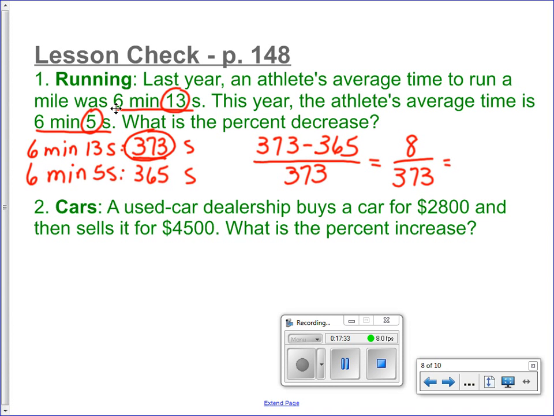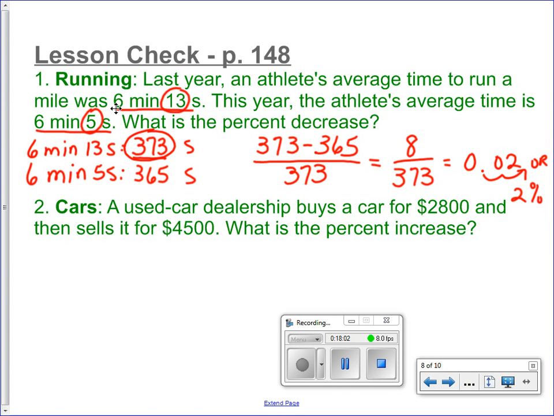Okay, so 8 divided by 373 is 0.02, and I'll just round it off at the hundredths. What is the percent of decrease? Move your decimal point over 2 places, and it would be a 2% decrease. It's a little over 2%, but not much.